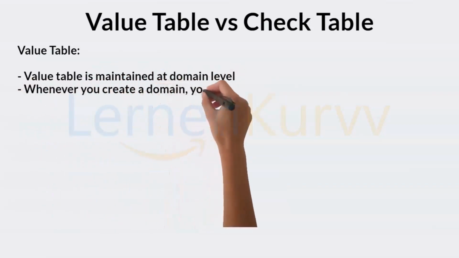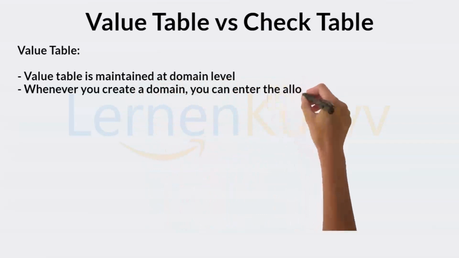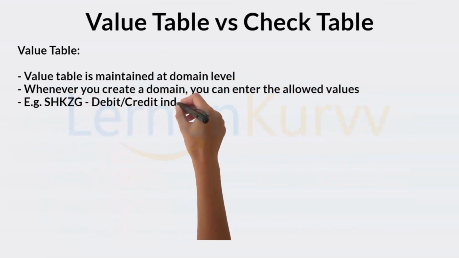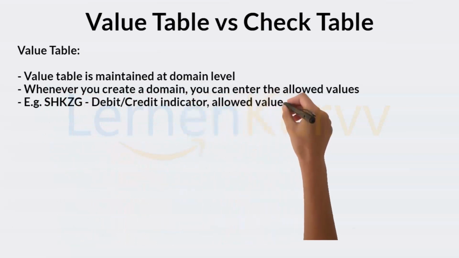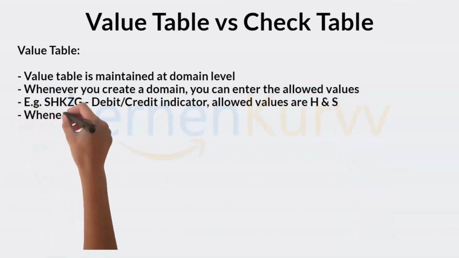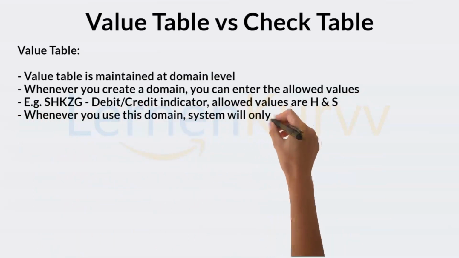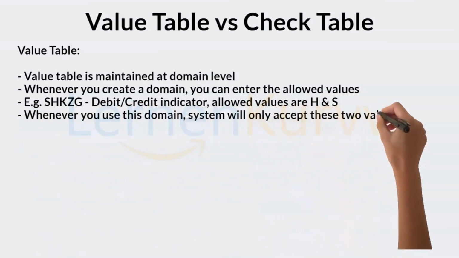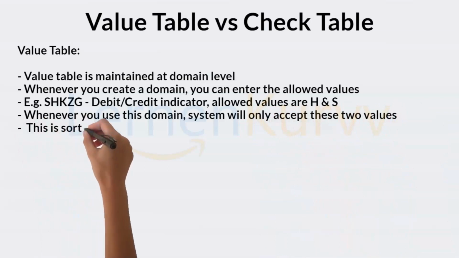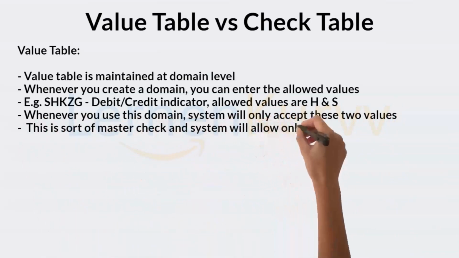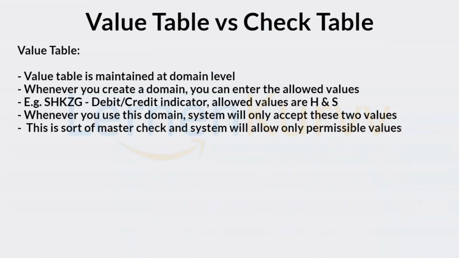For example, go to the domain of credit/debit. The table name is that, and the field name is SHKZG. Here we have only two permissible values, that is, H and S. Whenever you use this domain, the system will only accept these two values. This is sort of a master check, so that people should not make an error. The system will prompt you to maintain only the values which are available. So this is the value table.